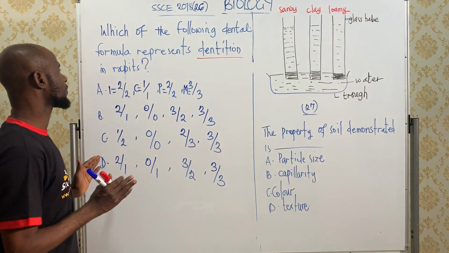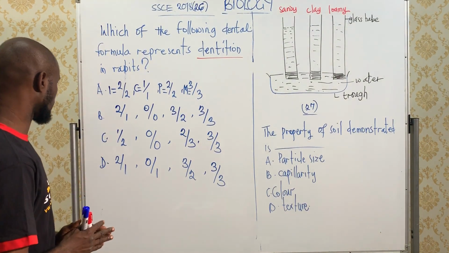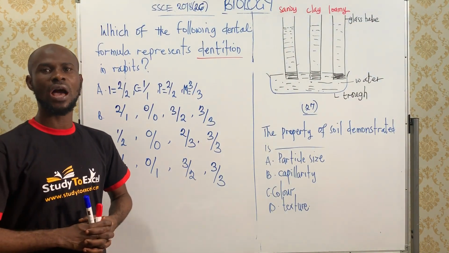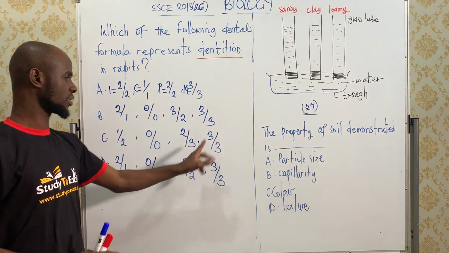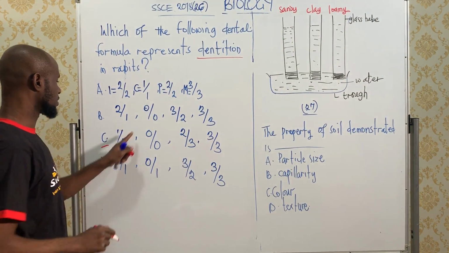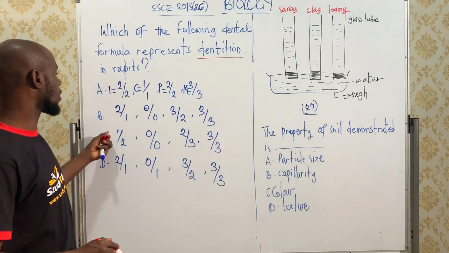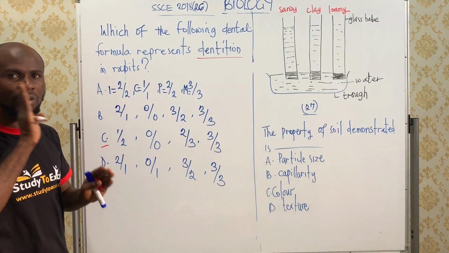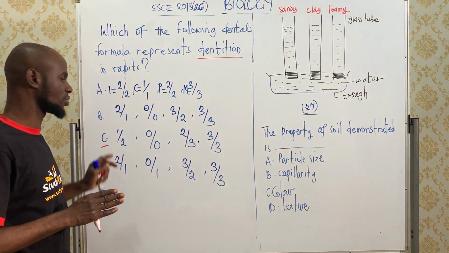Now we want to identify the dentition of the rabbit here. If I may tell you, just say that we have the half, 0, 2/3, 3/3, and that is it. So the answer is C. Half means 1/2. That is, considering one side, the right or the left side, the upper jaw is 1, the lower jaw is 2.